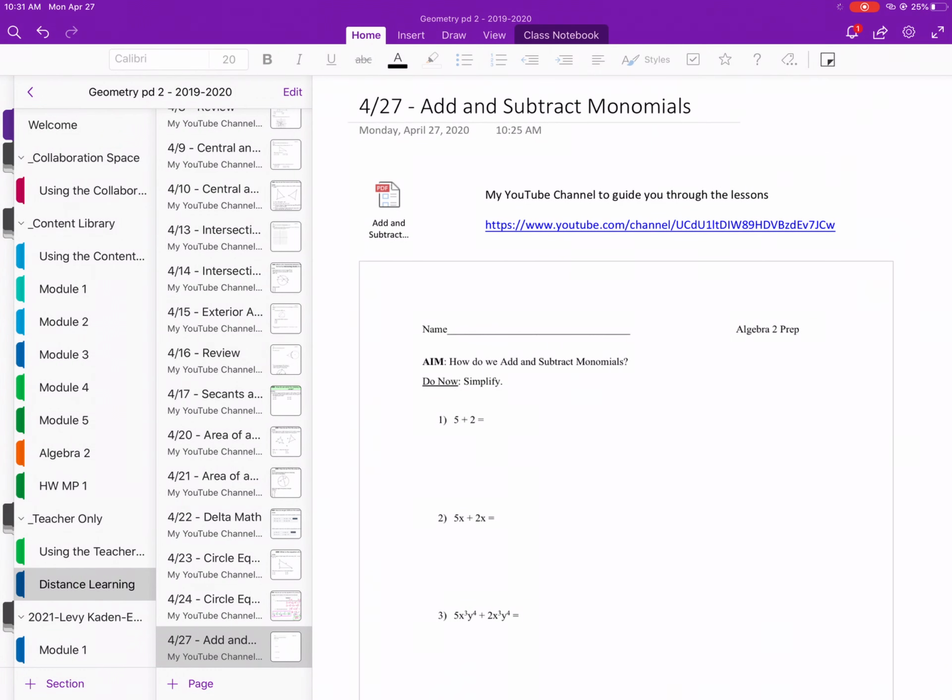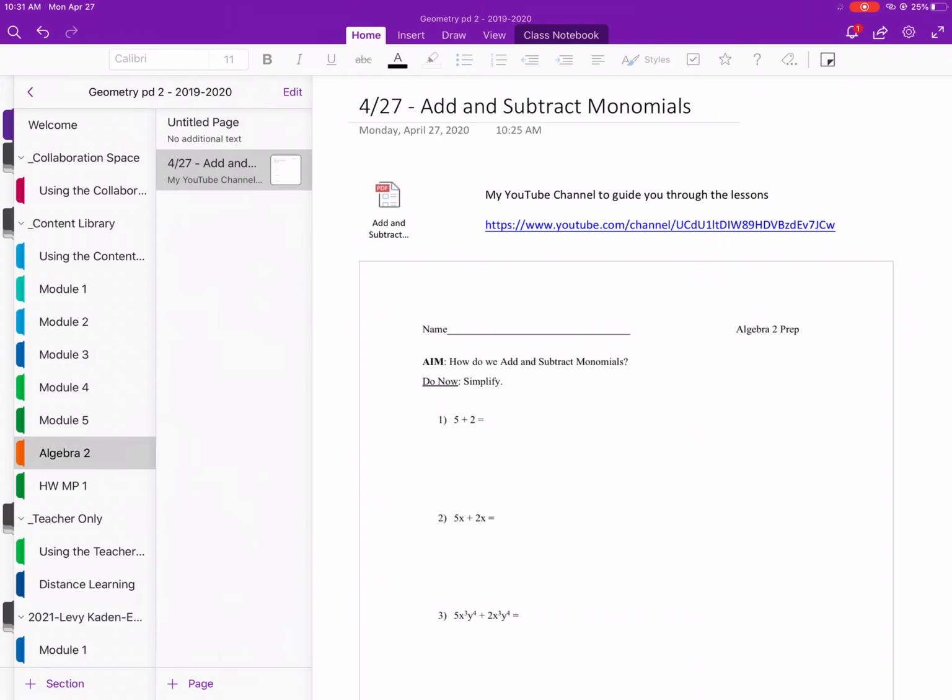Welcome to today's lesson, April 27th, Add and Subtract Monomials. We are now in the Algebra 2 folder, which is right below Module 5. So make sure at some point today, right before you start working, make an Algebra 2 folder or just copy over the section. Sometimes it doesn't work when you copy over the section, but you can very simply, in the bottom left of the screen right now, hit Add Section and call it Algebra 2.